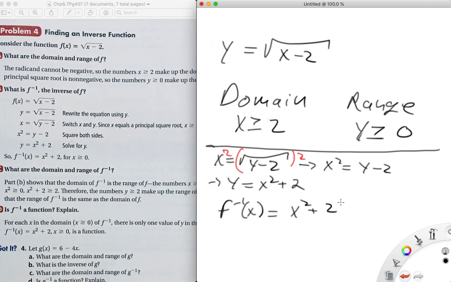When you do inverse functions, the domain of the original function is now the range, and the range of your original function is now the domain. So when I do this, the domain for the inverse is going to be y is greater than or equal to 0, and the range is going to be x is greater than or equal to 2. Okay?